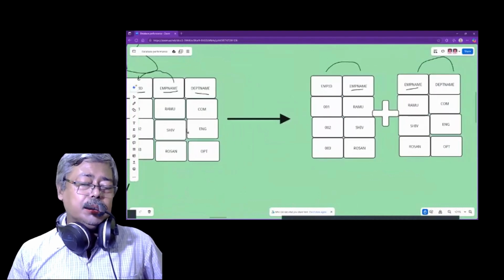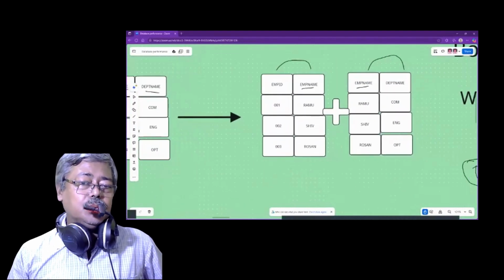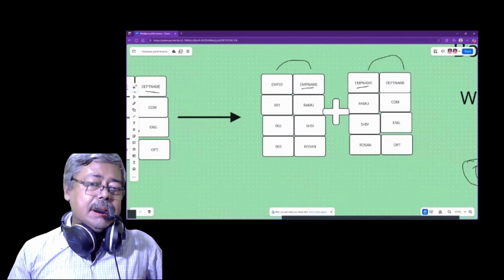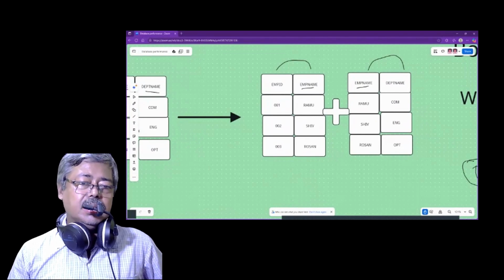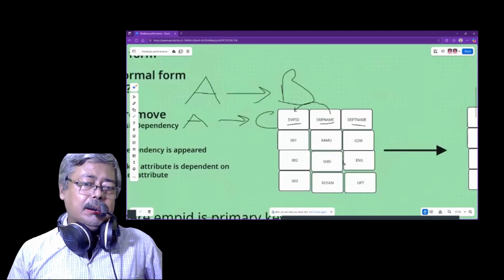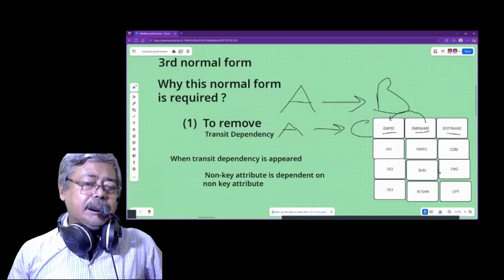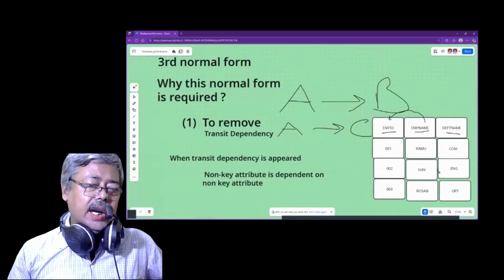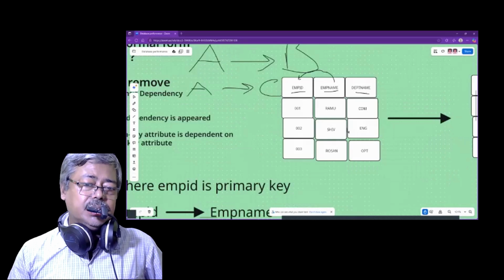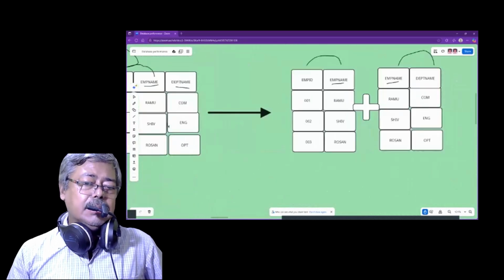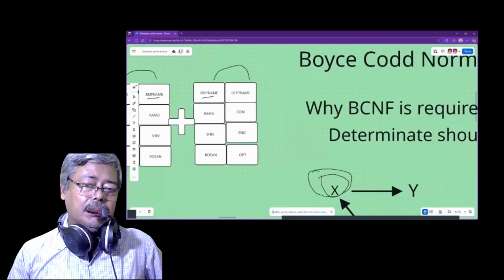And we have to decompose the table and create two separate tables. One is EMP ID with EMP name, another is EMP name with department name. EMP name is the common attribute for making the relation and for the report. After third normal form, the transitive dependency is removed, where transitive dependency means a non-key attribute is dependent on a non-key attribute. This problem is already removed at the end of third normal form.